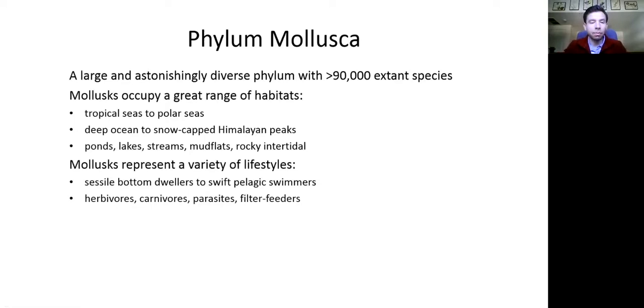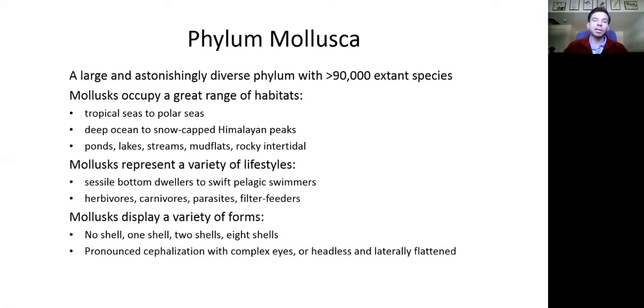Also, mollusks represent a variety of lifestyles. Some of them are sessile bottom dwellers, like clams, and some of them are swift pelagic swimmers, like squids. Some of them are herbivores, like snails. Some of them are carnivores, like octopuses. Some of them are parasites and filter feeders. The clams that we dissected are filter feeders.